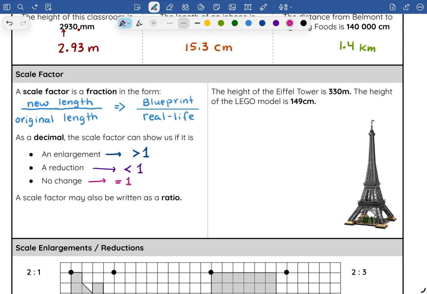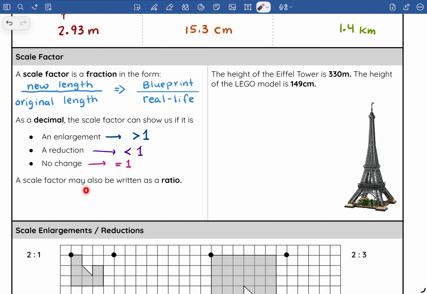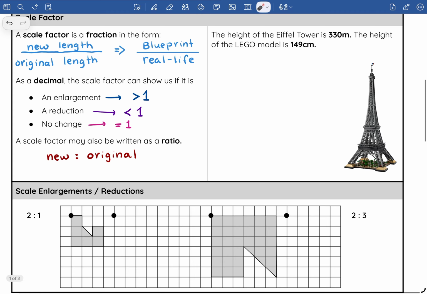We also sometimes will have it written as a ratio. And so a ratio just means that it's got the 2 dots in the middle. And so in that case, we're just taking the top of the fraction and putting it first. So we end up having new as our first thing, and then original second. And we'll see that for examples like these little box drawings here at the bottom when we're thinking about enlargements or reductions. Okay, otherwise we can start with a question here.